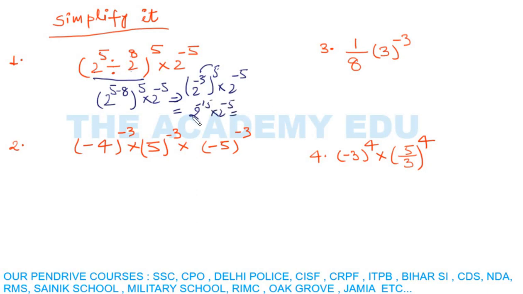The base is the same, so you can add the powers. So 2 raised to the power minus 15 plus minus 5. Plus and minus in addition becomes minus, and 15 plus 5 is 20. So 2 raised to the power minus 20. You can write it as 2 raised to the power minus 20. This is your answer. Got it, friends?